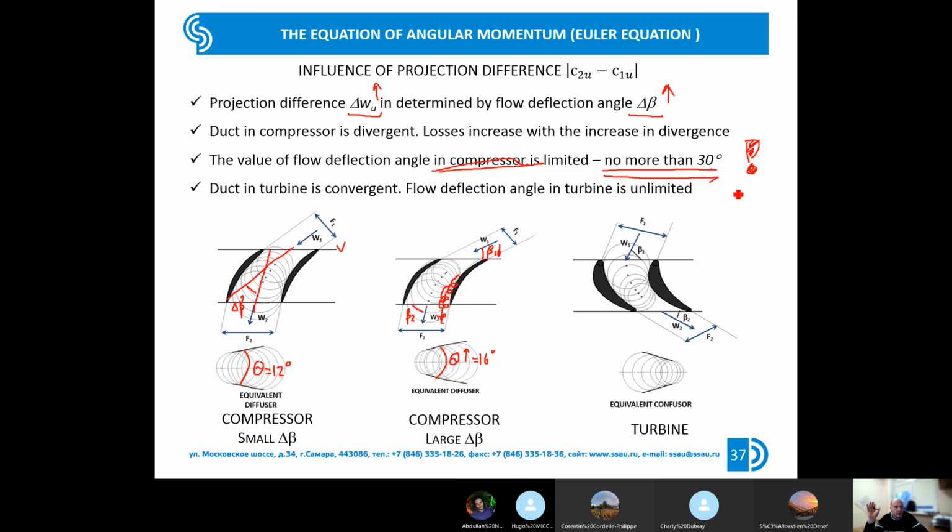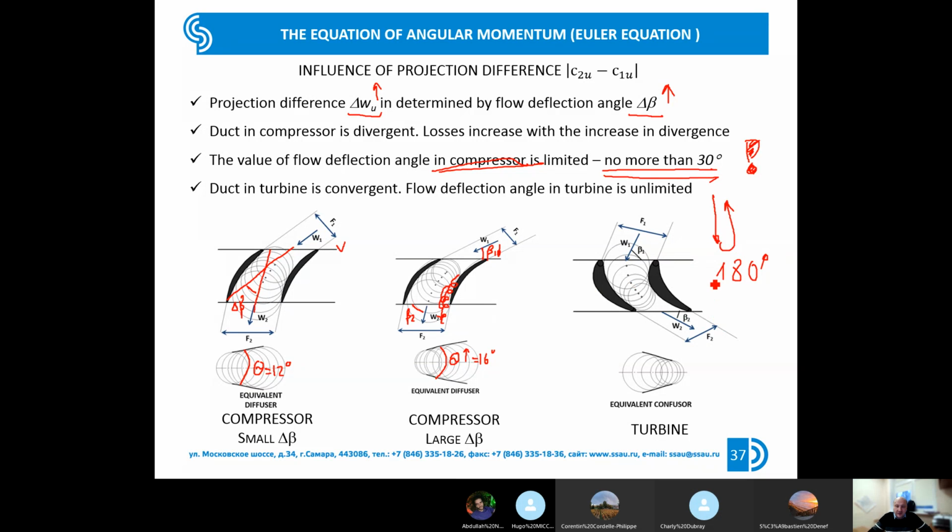Confuser channels do not have the problem with separation. That's why you have no limitation on the flow turning angle. But of course, we have some angles which we couldn't realize in construction. For example, we couldn't realize an angle of 180 degrees. It means that the flow comes inside the blades and comes out in the opposite direction. It's very hard to imagine such flow movement, the construction of such turbines.